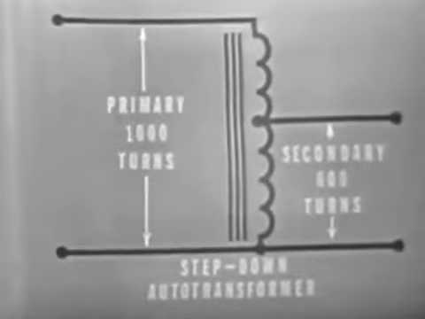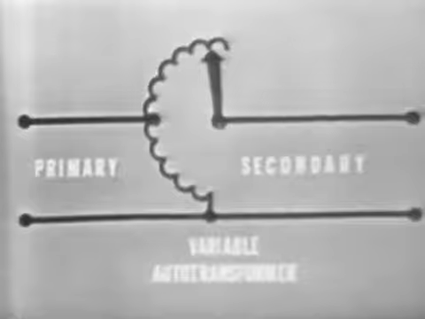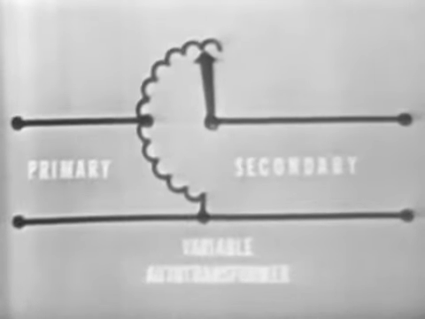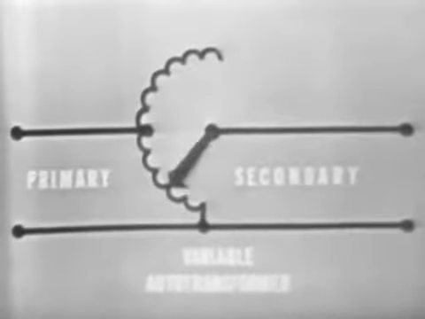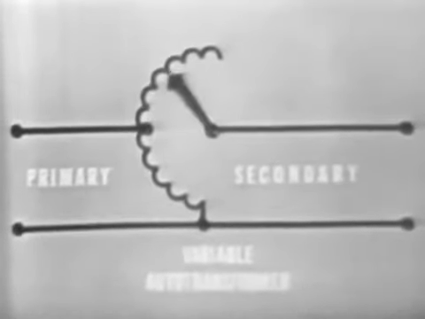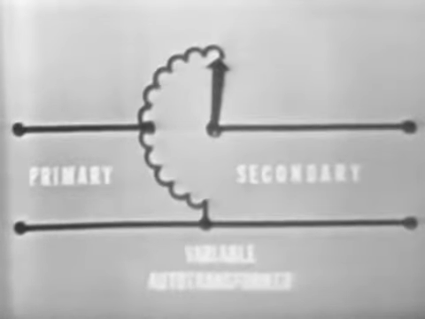Now, auto transformers are sometimes constructed with a sliding contact, as we see here. When a control is varied on the transformer case, the secondary voltage can be varied from the maximum voltage induced in the winding down to 0 volts. As you can see, this type of transformer is called a variable auto transformer.